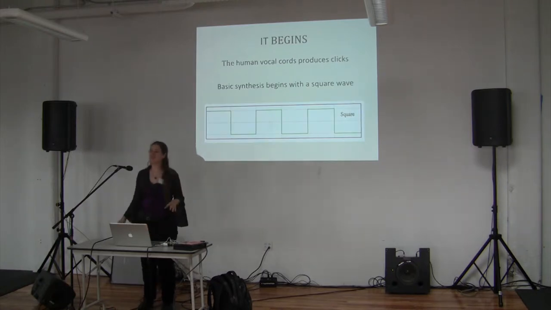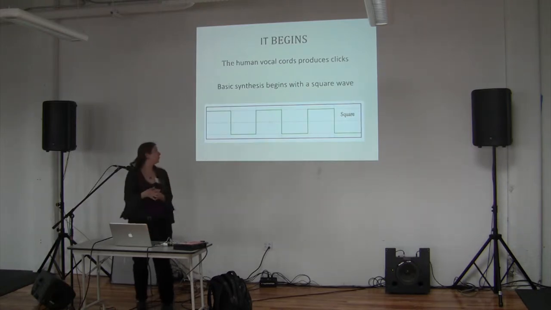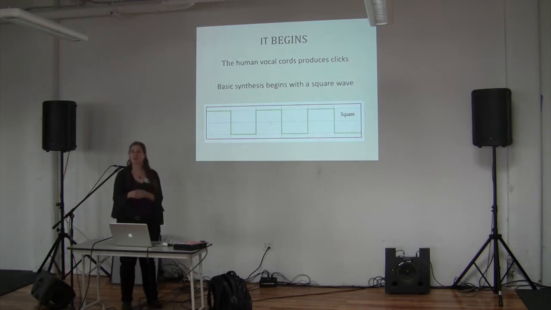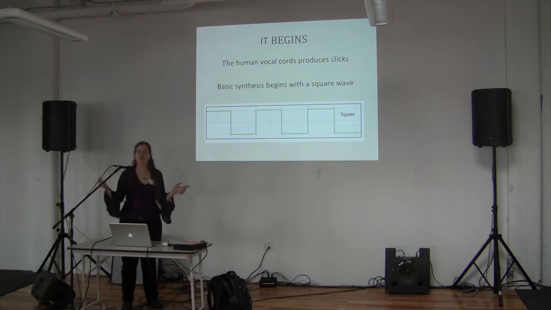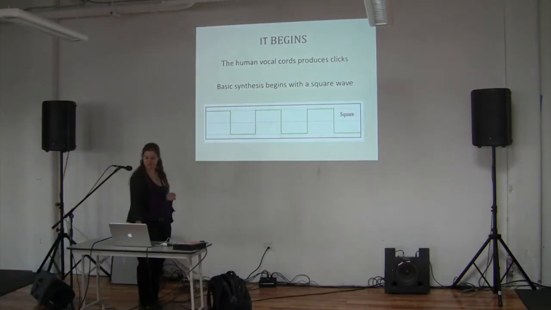Now, actual speech synthesis begins with square waves most of the time, or you can use other sound sources. I'm sure we've all heard the talking guitar effect. That's because your vocal cords actually produce clicks, and the frequency of the clicks is the fundamental frequency. If you want a masculine voice, you go with between 100 and 170 hertz for your frequency. If you want a feminine voice, you go above 170. This is just the way people tend to hear things.